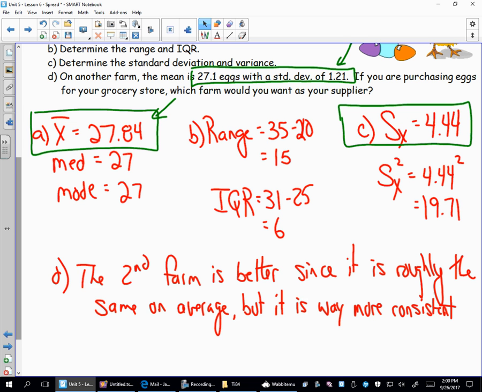So I might luck out and get some really good days, but equally likely to get some pretty bad days. And in a grocery store, you want to sell the eggs, you kind of need to know what you're getting. Okay, so that's how we can use standard deviation.